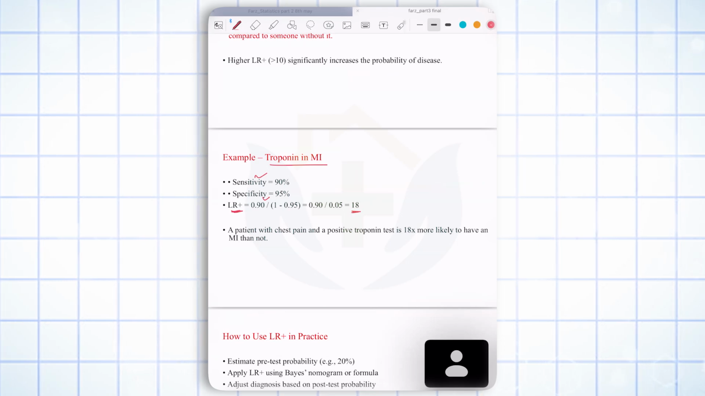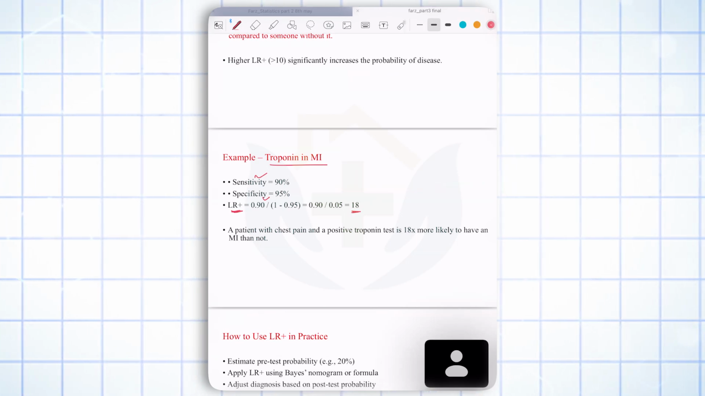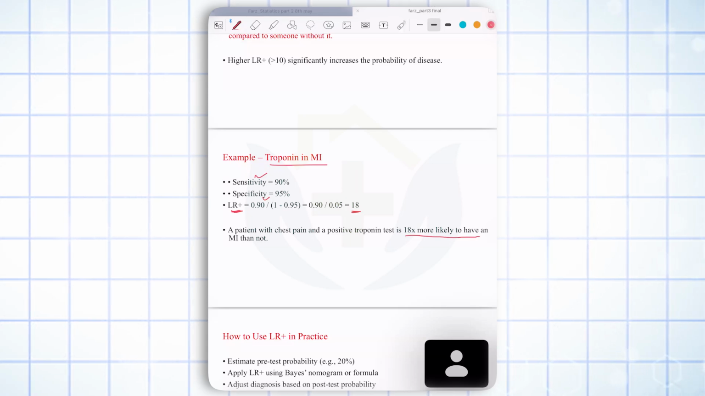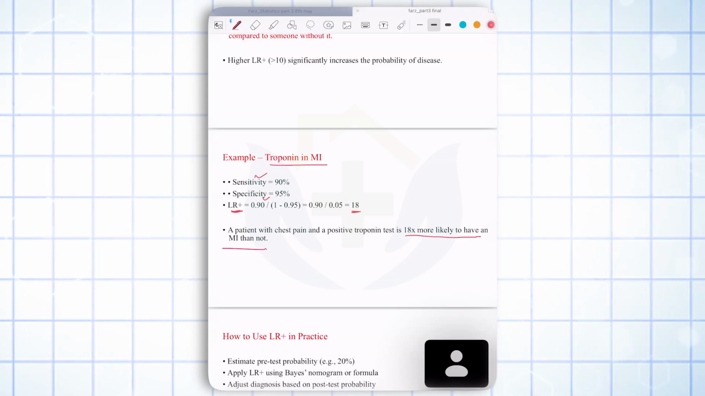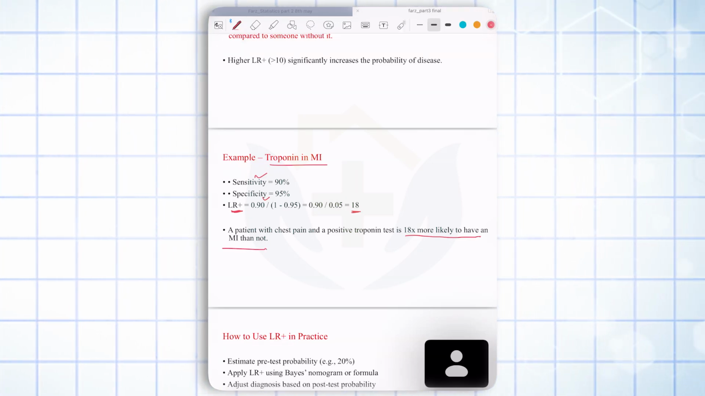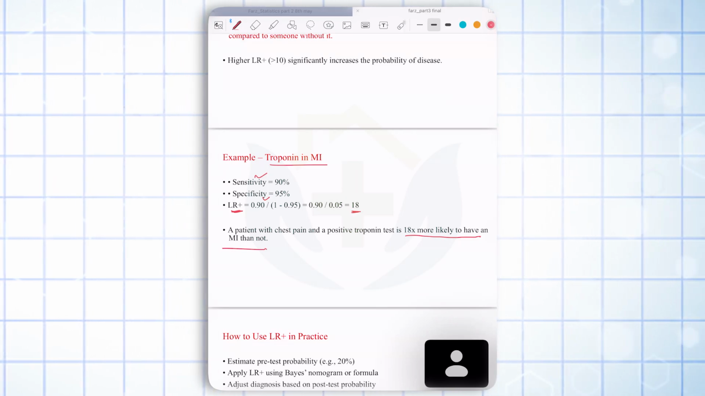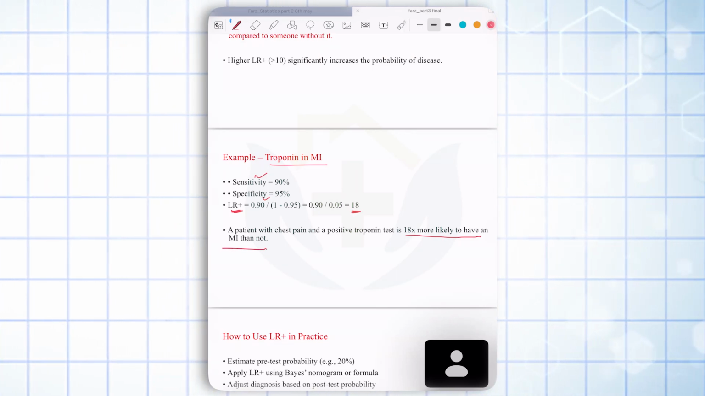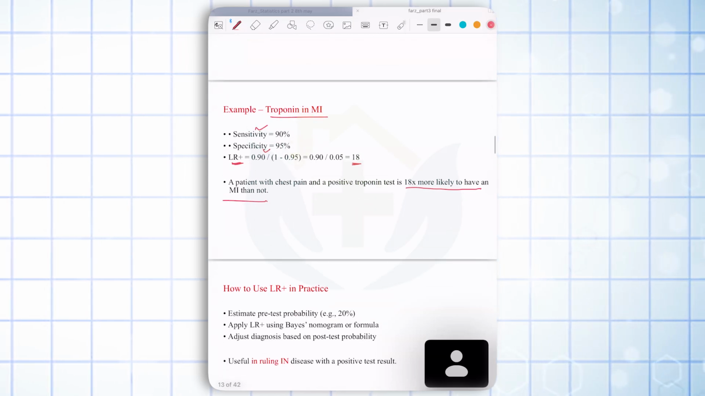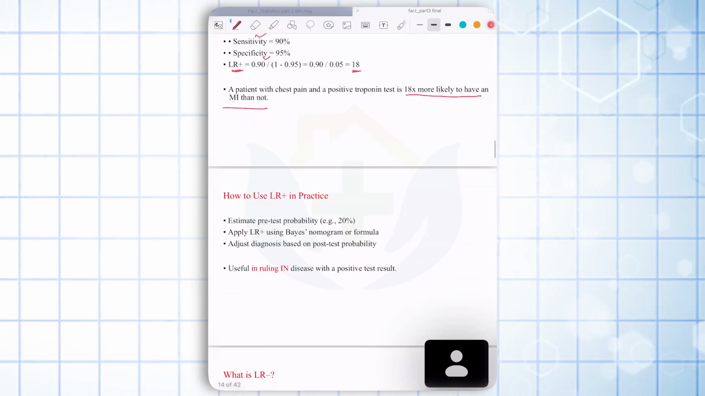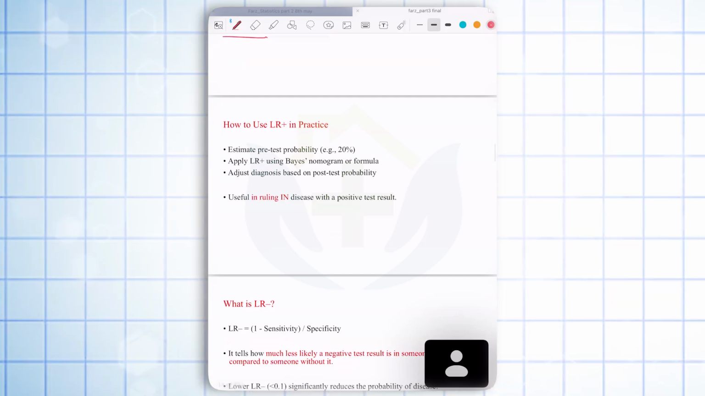So how do I interpret a likelihood ratio? A patient with chest pain and a positive troponin is 18 times more likely to have an MI than not to have it. Okay, so this is how you interpret a likelihood ratio. Fine, so this is for a positive test. There is an inverse of the test called the negative likelihood ratio. Now let's go to how to use LR in practice.